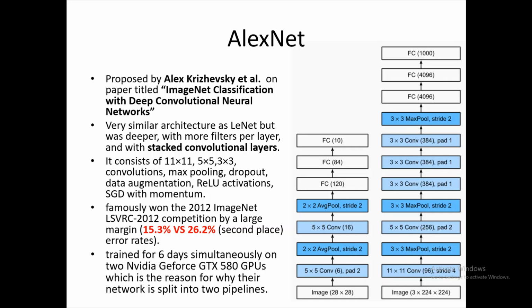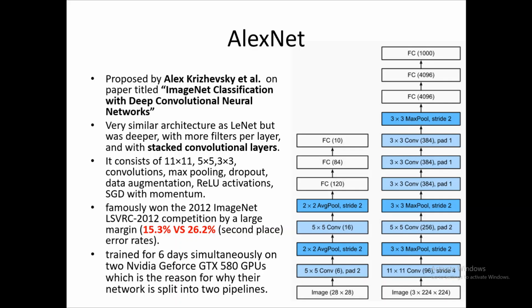It famously won the 2012 ImageNet Large Scale Visual Recognition Competition by a large margin. It had an error rate of 15.53, while the architecture which won second place had 26.2 error rate. It was trained for 6 days simultaneously on two NVIDIA GeForce GTX 580 GPUs.